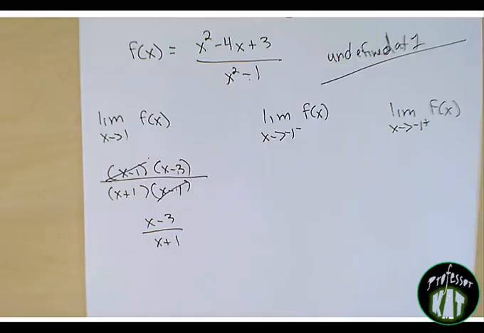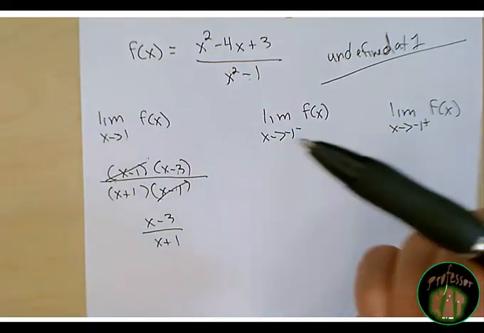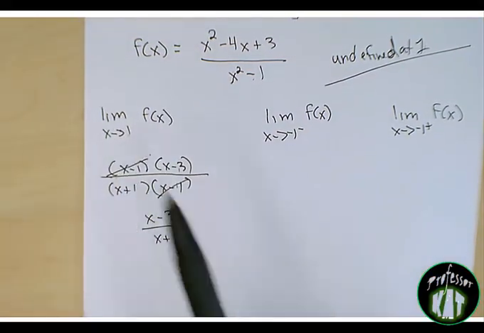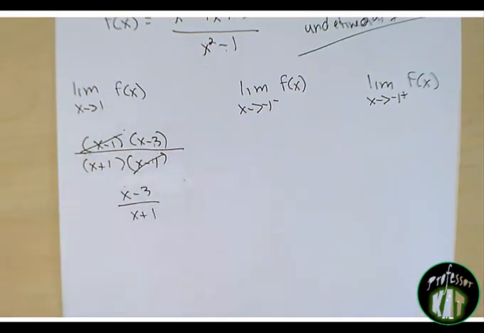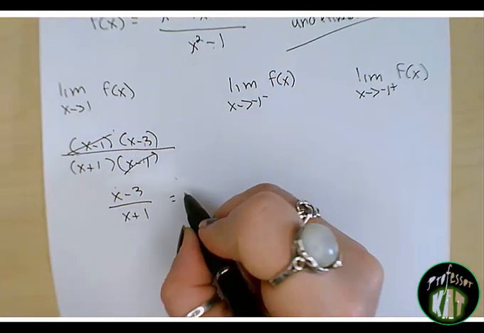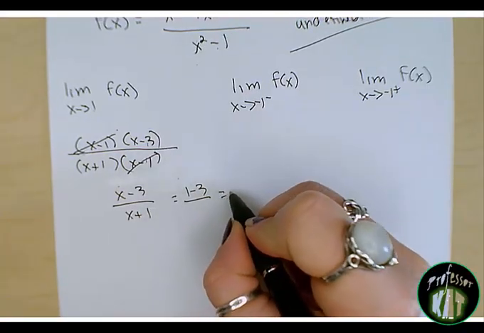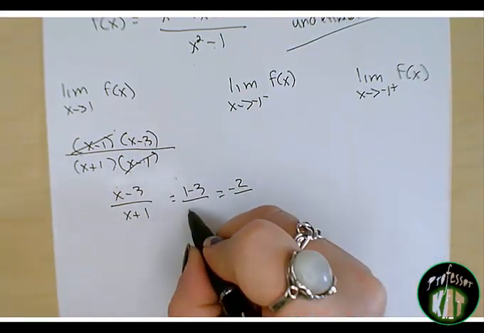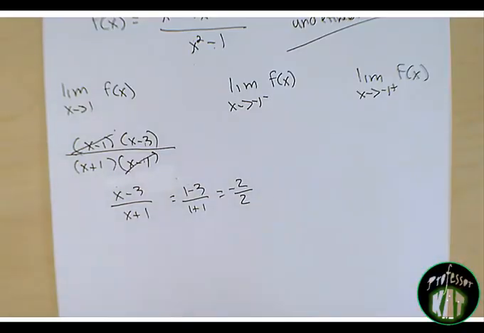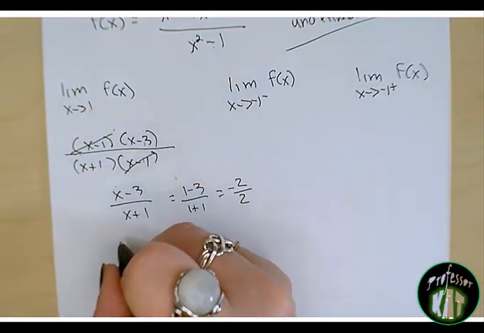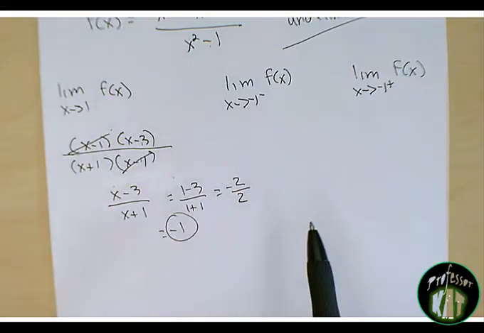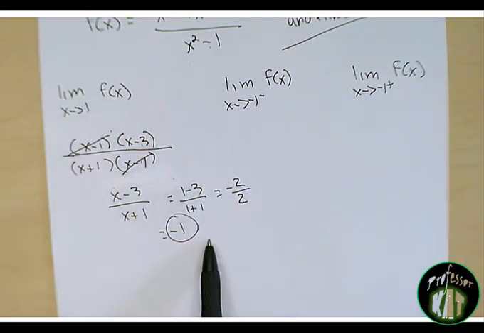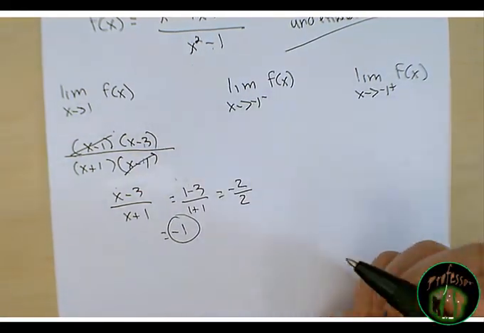At this point, we can find the limit analytically. If we want the limit as x approaches 1, we plug in a 1 and are left with 1 minus 3, which is negative 2, over 1 plus 1 in the denominator, which is positive 2. So it simplifies to negative 1. That means the limit as x approaches 1 is negative 1.